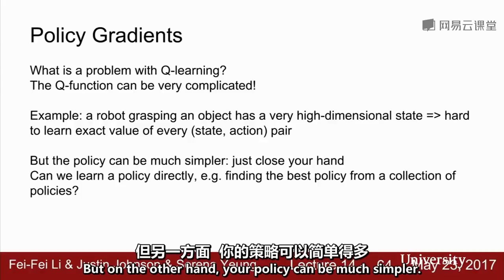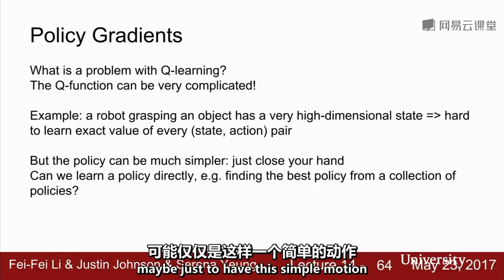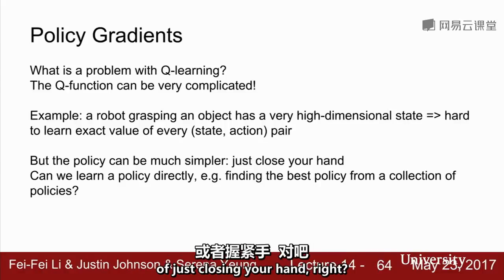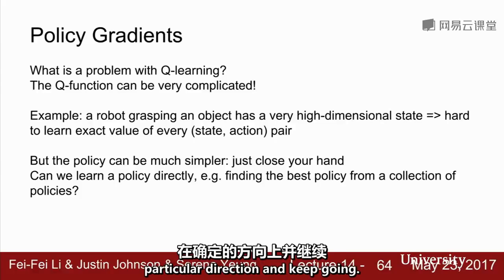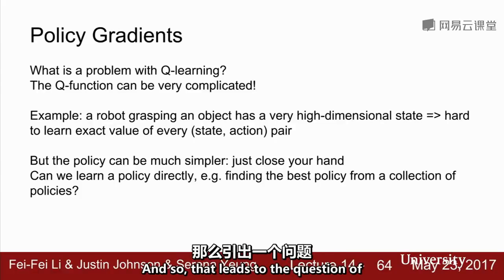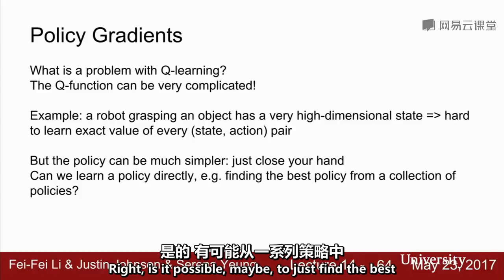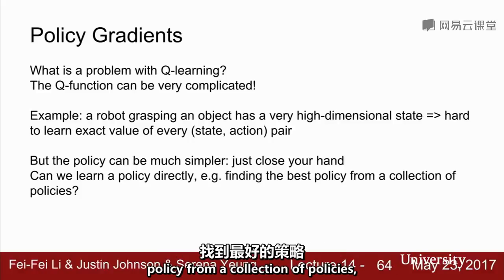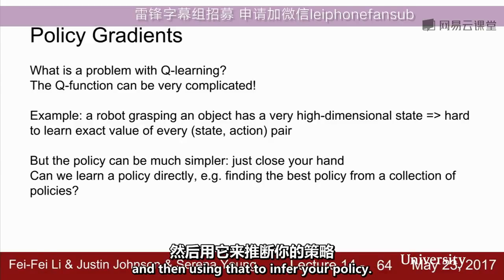But on the other hand, your policy can be much simpler, right? Like what you want this robot to do, maybe just this simple motion of closing your hand, right? Just move your fingers in this particular direction and keep going. And so that leads to the question of, can we just learn this policy directly, right? Is it possible maybe to just find the best policy from a collection of policies without going through this process of estimating your Q value and then using that to infer your policy?